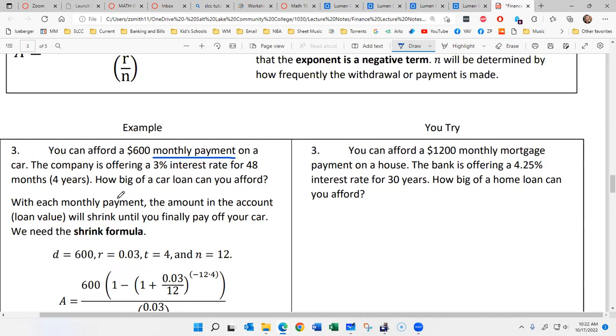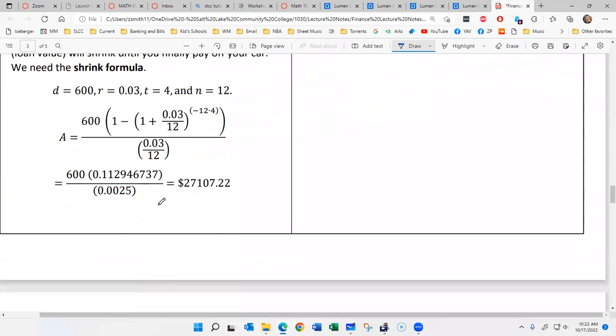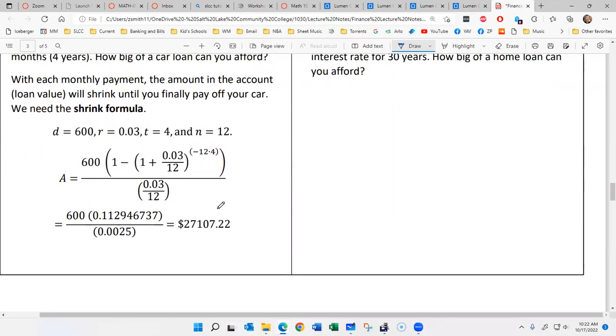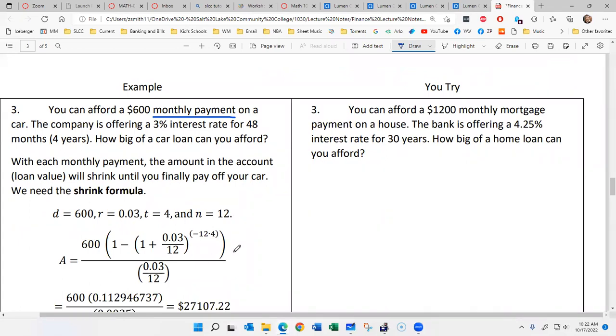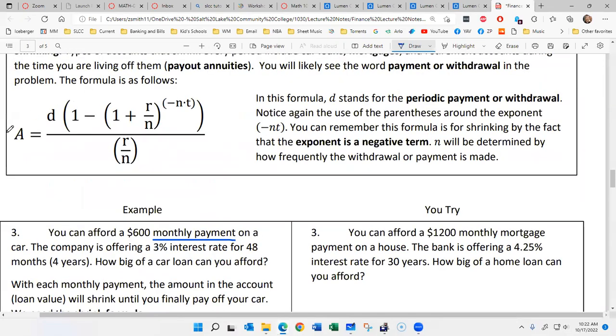So in this problem, we recognize that it's periodic. It says payment. Basically, when we first get a car loan, the amount in the loan, which looks in this case to be about $27,000, is the initial amount. And then every month that we pay $600 off, that value is going to go down until finally we pay it off. So this is a shrinking formula situation. So we know which formula to use, this one.